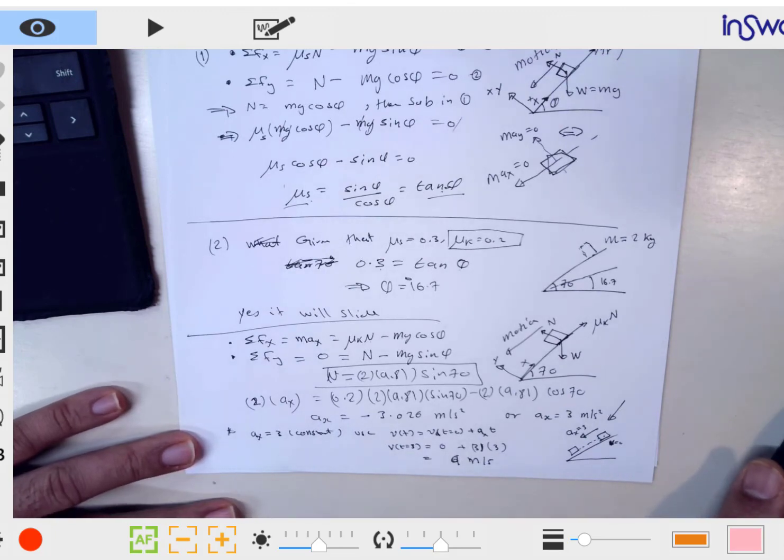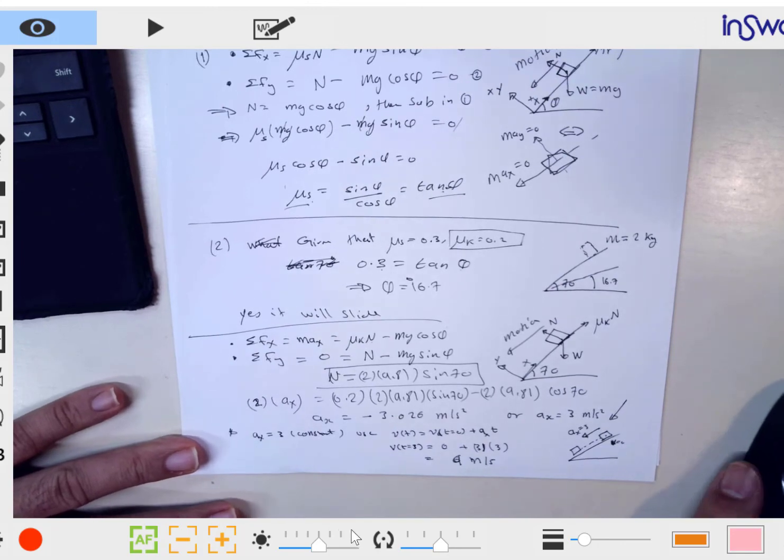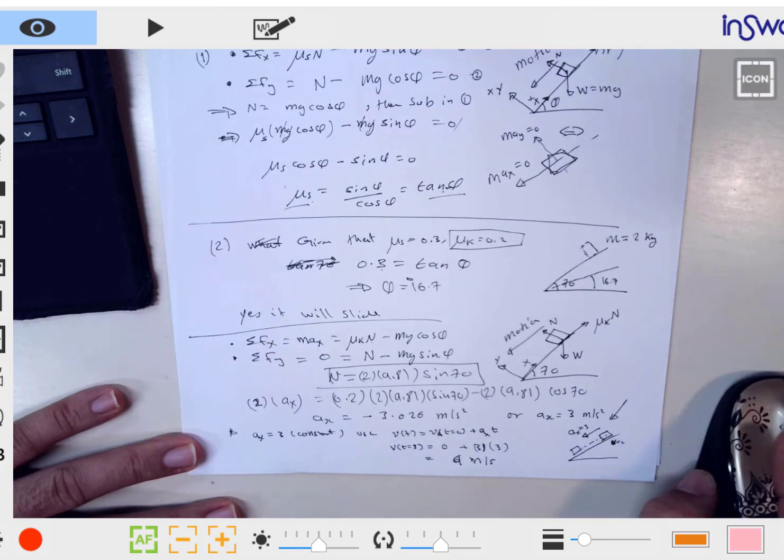So with this we finish the rectangular analysis. The next lecture will be normal and tangential and cylindrical. With this we finish section 13.4.